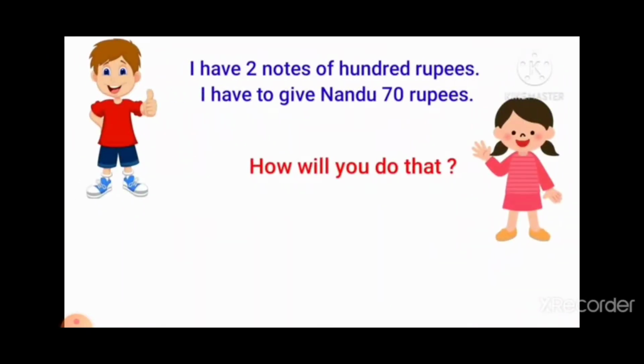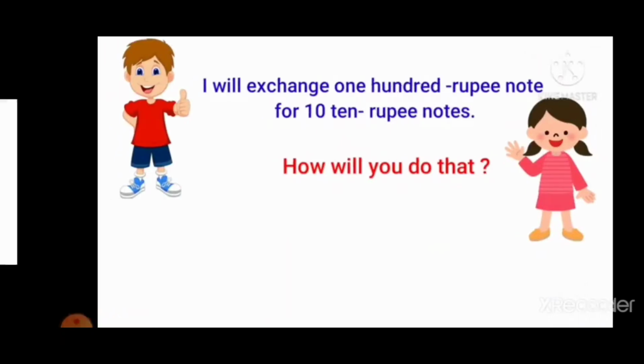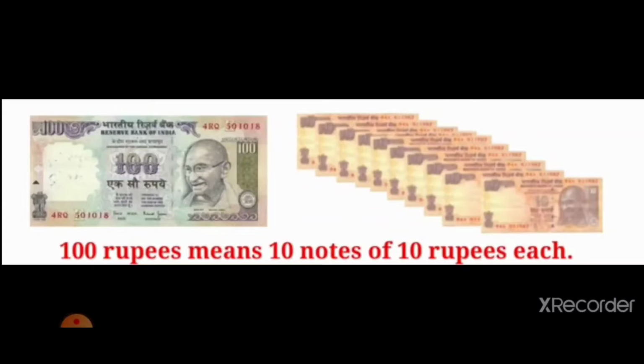His sister asks, how will you do that? Since Sonu has 2 notes of hundreds, he will not be able to give 70 rupees to his friend because he has 2 notes of 100. So what will he do? Yes, Sonu says, I will exchange a 100 rupee note for 10 rupee notes. Sonu will exchange 100 rupees for 10 notes of 10 rupees each.